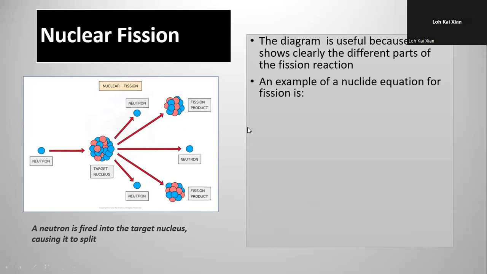An example of a nuclide equation. So we have to write a nuclide equation. That's a nuclide equation. That's a uranium, and then you send a neutron in. Right? This side is the left-hand side.